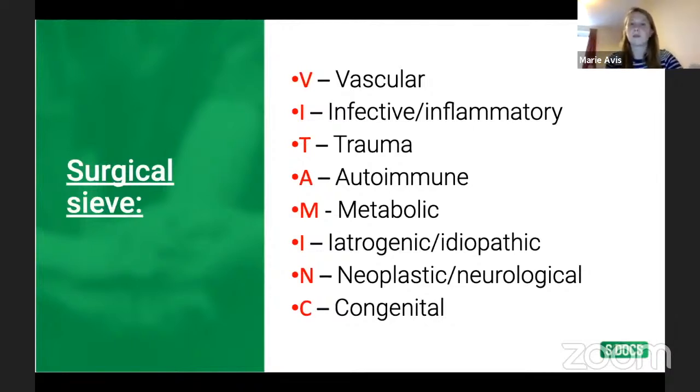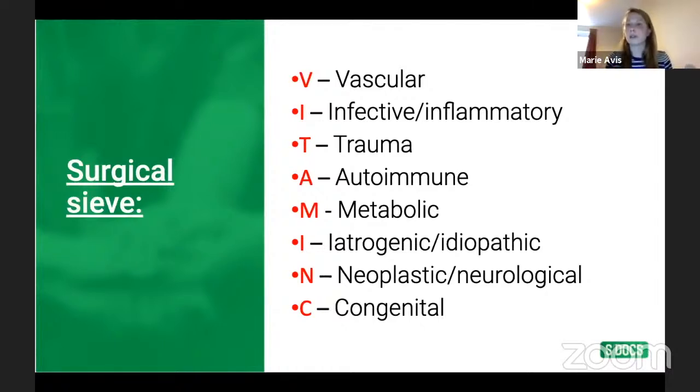If I give you an example for this, say someone comes in with a headache, you can work through this and really think, okay, what could be a vascular cause for that headache? Maybe a stroke, ischemic or hemorrhagic. You can go, oh, infective, maybe meningitis or encephalitis.